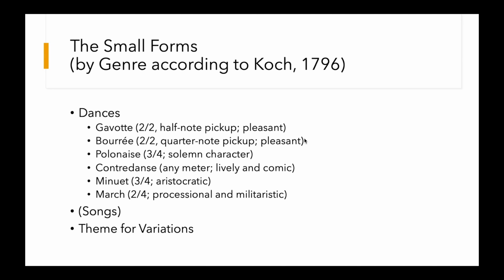The contradance is actually quite popular in the United States nowadays. I don't know if any of you have contradanced before. It can be to any meter, but it has to be lively and comic, and is typically associated with peasants. Minuet is in 3/4 time, and is aristocratic. And then the march is 2/4, and it's processional and militaristic. There's also songs, and then a theme for variations that Koch lists.